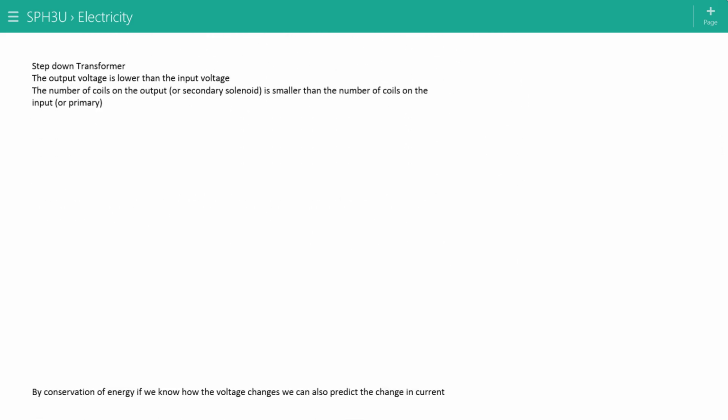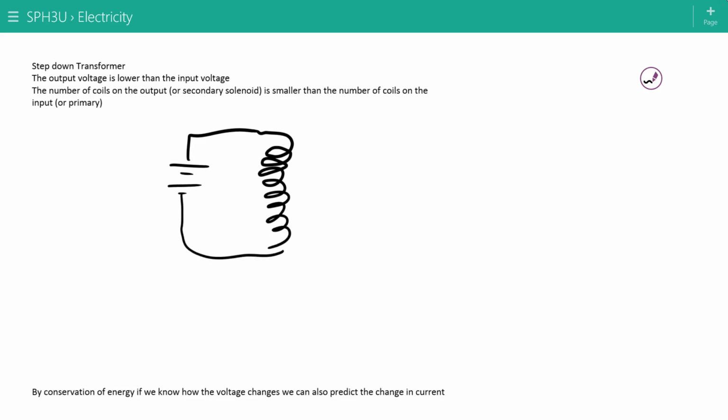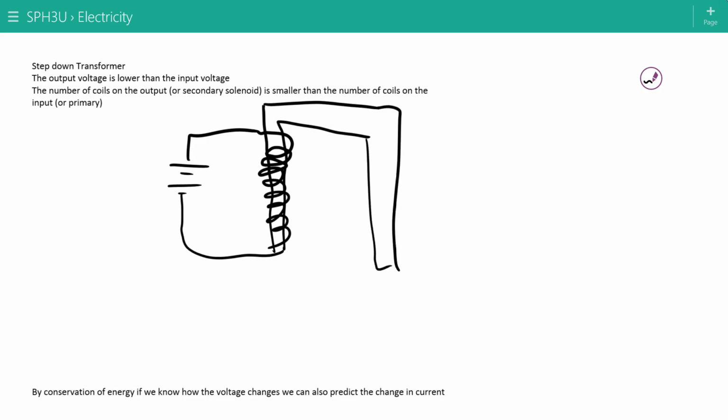So the opposite example here, hopefully you can work through this in your own mind then. If you want the output voltage to be lower than the input voltage, then what you're going to do this time is use a very high number of coils on your primary side. Don't forget your temporary magnet. Going over to your secondary side, you're only going to have a few coils.